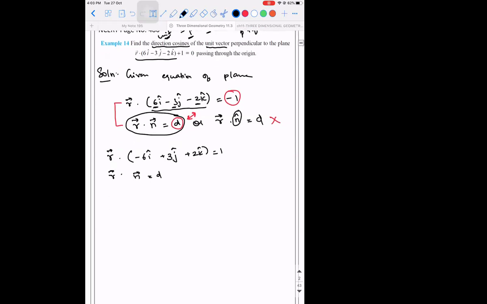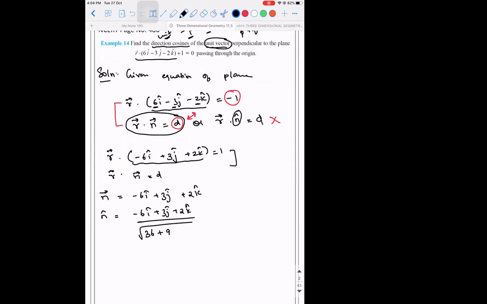Okay. Now what are they asking? Read the question again. Find the direction cosines of the unit vector perpendicular to the plane. So this is the vector which is perpendicular to the plane. Comparing these two equations, we get n vector is equal to minus 6i cap plus 3j cap plus 2k cap. Then what is n cap? Minus 6i cap plus 3j cap plus 2k cap, the whole divided by square root of 36 plus 9 plus 4. How much is this? Root 49, that is 7. So minus 6 by 7 i cap plus 3 by 7 j cap plus 2 by 7 k cap. So what are the required direction cosines?